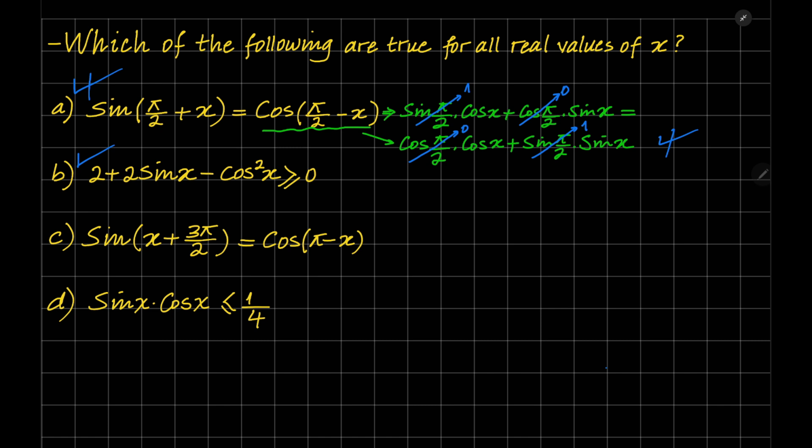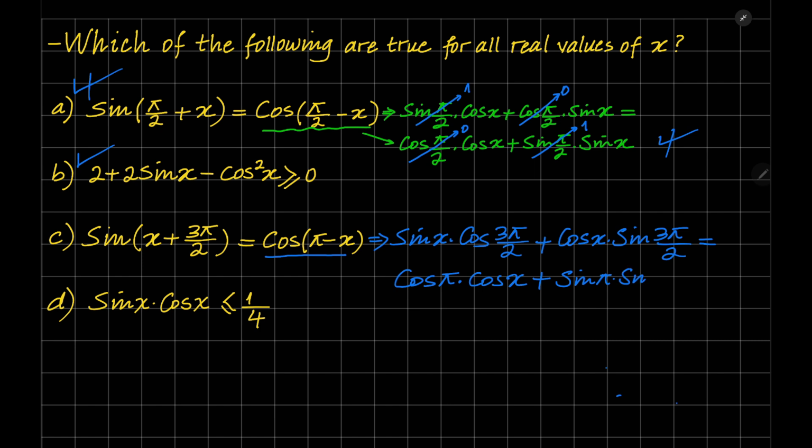Let's continue with the choice C. Sine x times cosine 3 pi over 2 plus cosine x times sine 3 pi over 2 is equal to, let's expand this part, cosine pi times cosine x plus, because it's pi minus x, so this must be plus, sine pi times sine x.